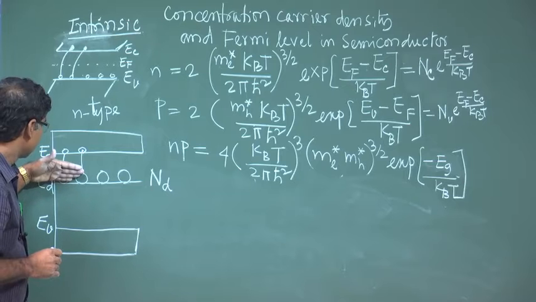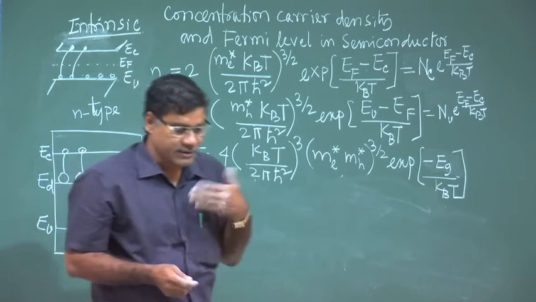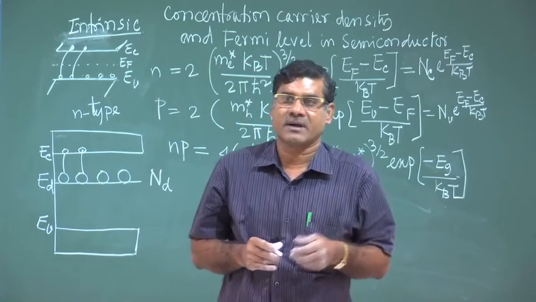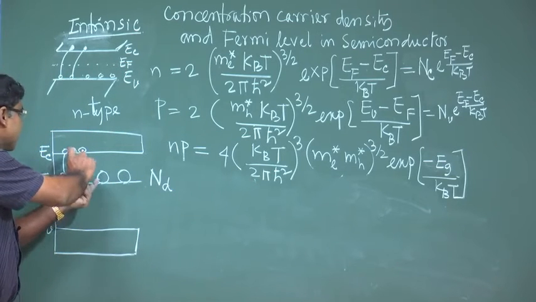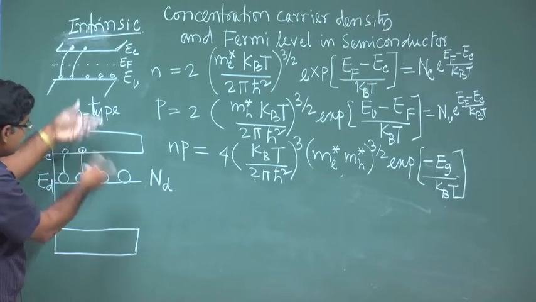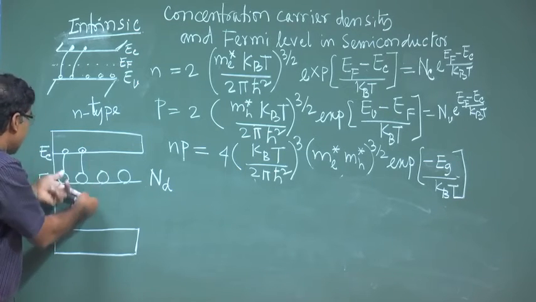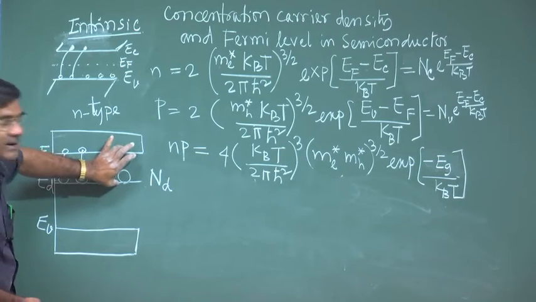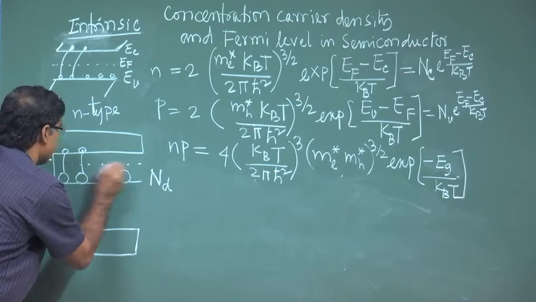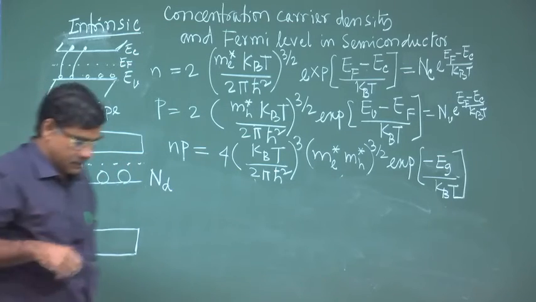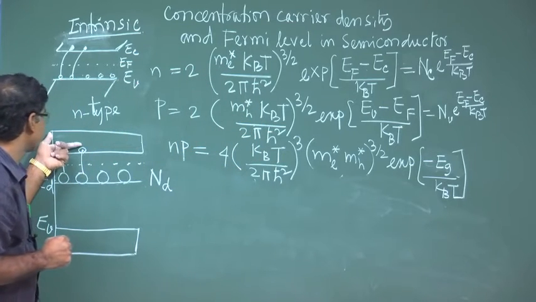So when it goes to the conduction band, it is a free electron, so it will increase the density of electrons in the system. Here, for getting the carrier from one level to another level, these two levels are involved. So the Fermi level must be between these two levels.